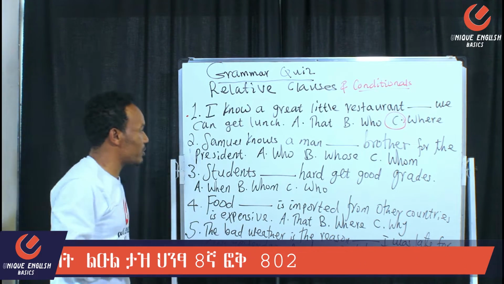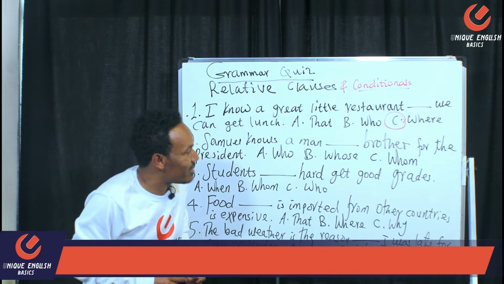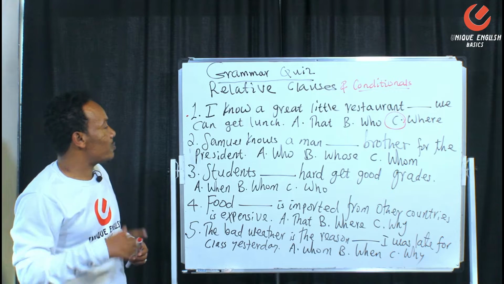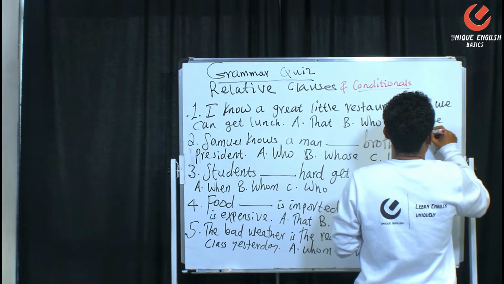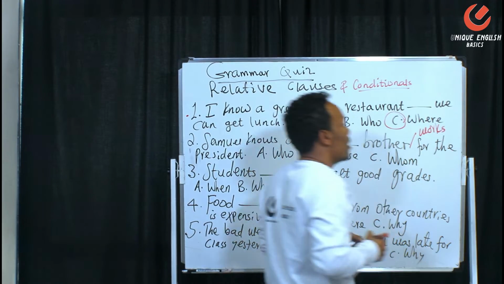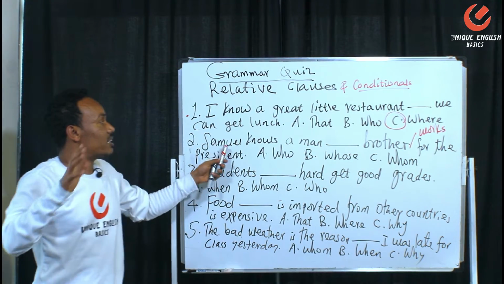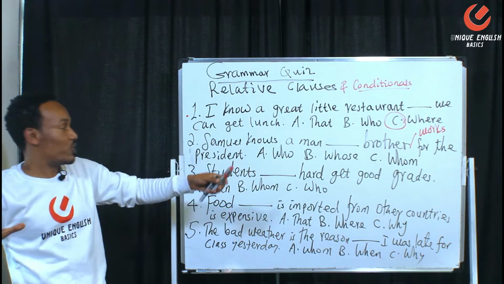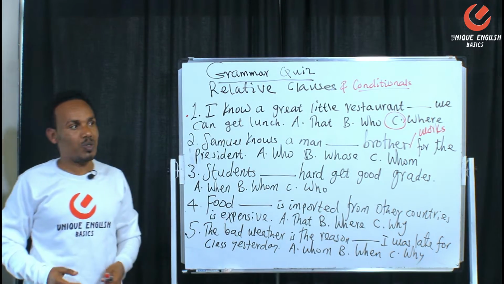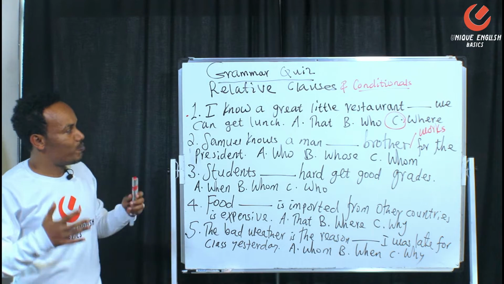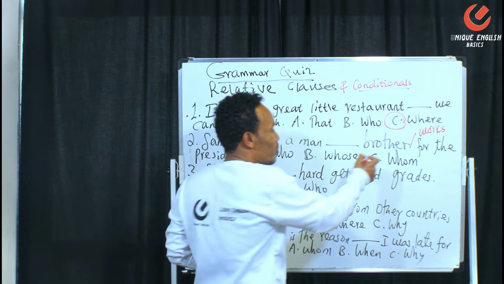And number 2. Is it number 2? Number 2. Samuel knows a man dash brother, dash brother works similar. Dash brother what? Works for the president. So, look, Samuel knows a man dash brother works for the president. So, what is the answer here? Is that A or B or C? I think B. What is the key word? The key word is brother.